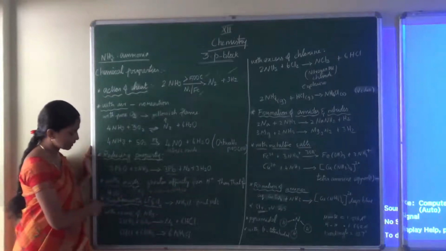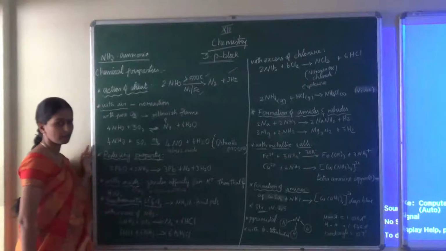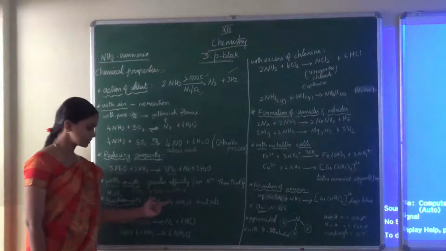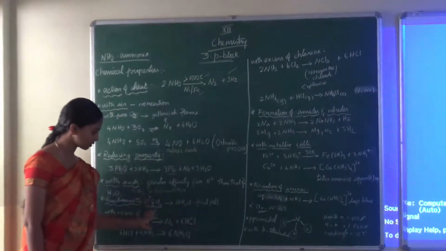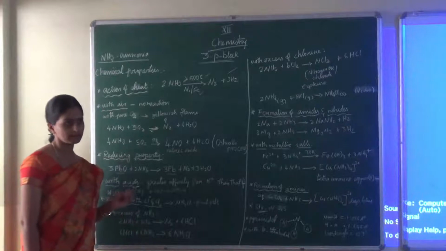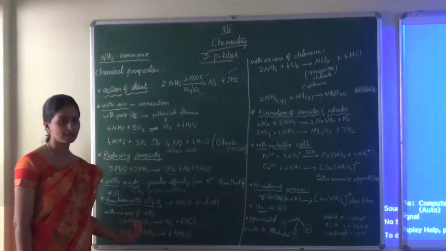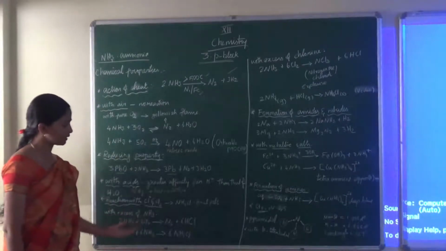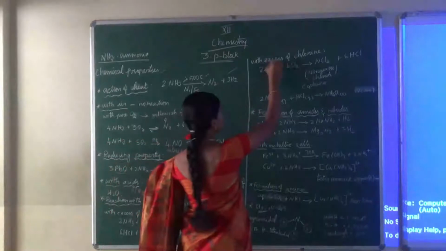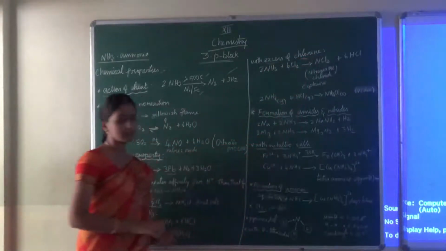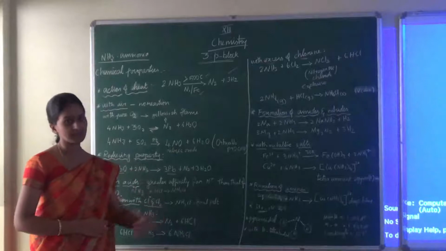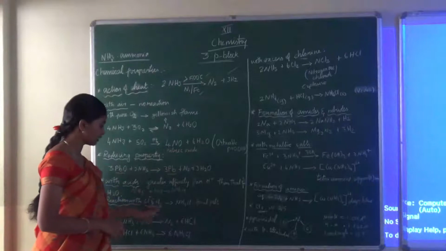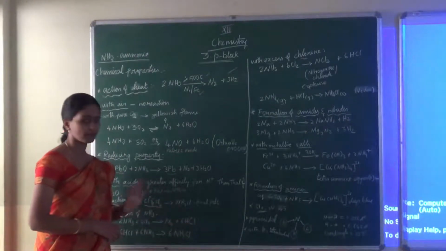The next one here, reaction with chlorine and chloride. Here the final product is ammonium chloride only, for both chlorine and chloride. But the reaction mechanism is different based on the condition: whether we are taking the ammonia in excess or the chlorine in excess. Based on the condition, the mechanism is different, but the product is the same. For both chlorine and chloride, the final product is ammonium chloride.